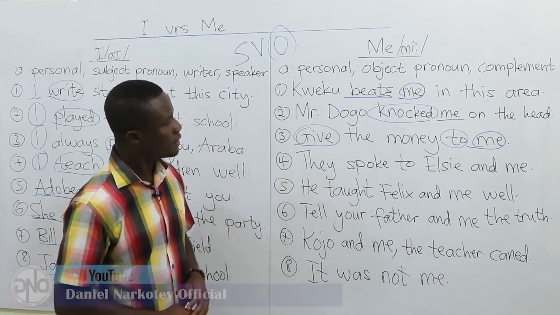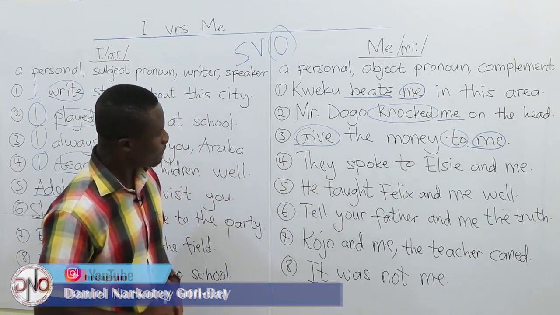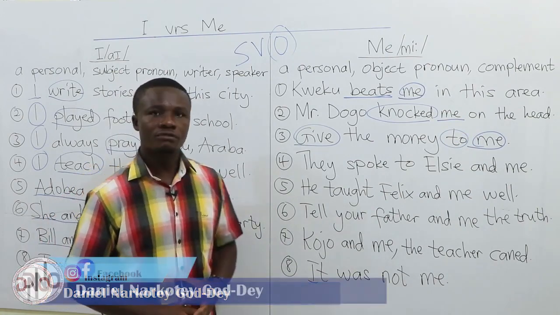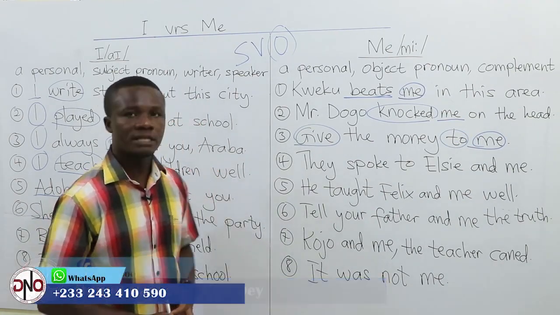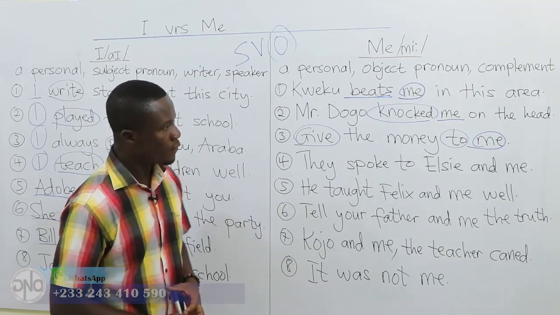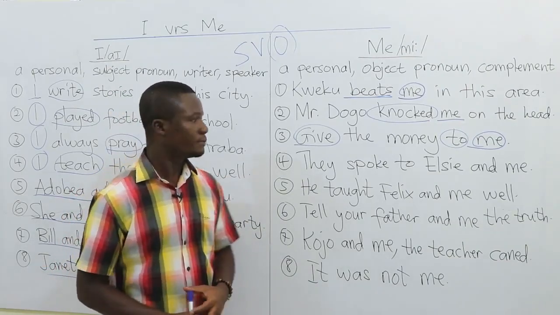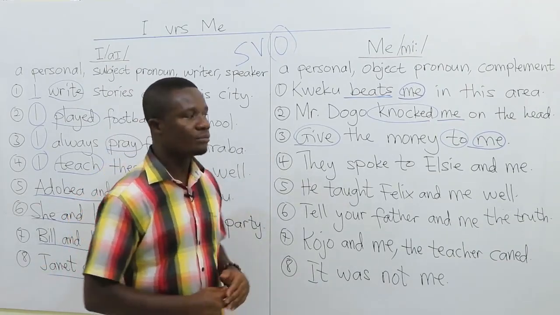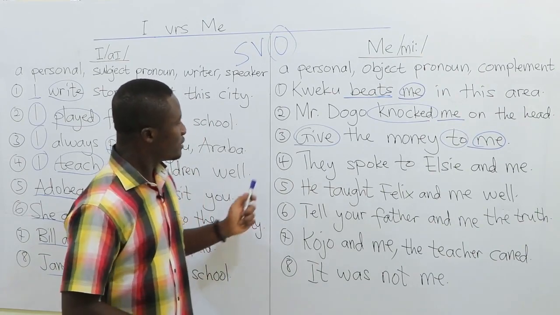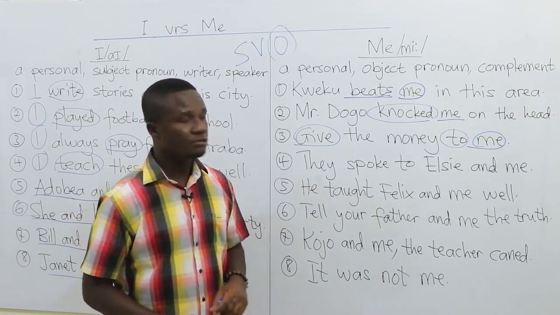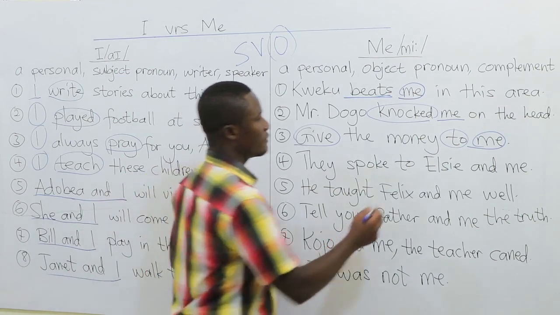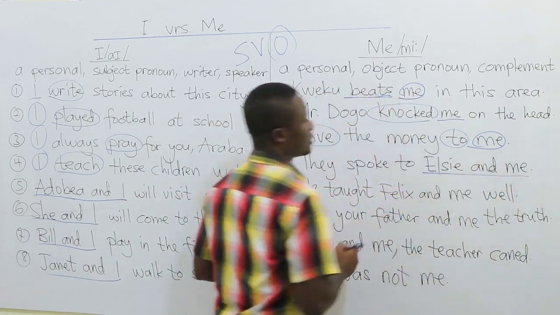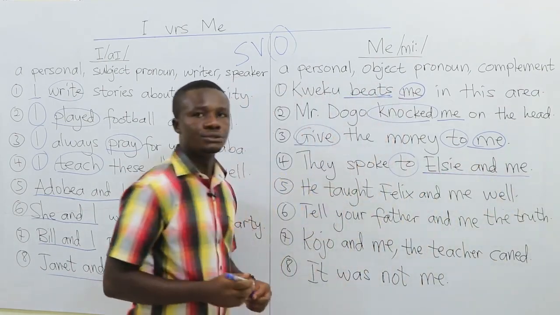Then from sentences 4 to 7, you realize that I have me together with a noun, forming a compound object here. So let's see how me is used here as well. 4. They spoke to Elsie and me. So you have Elsie and me here, being the object of the preposition to.